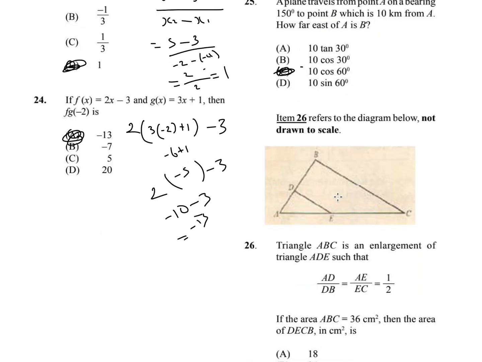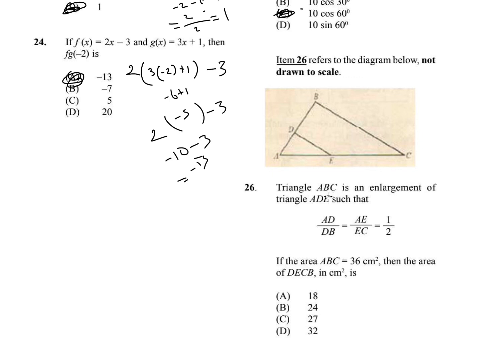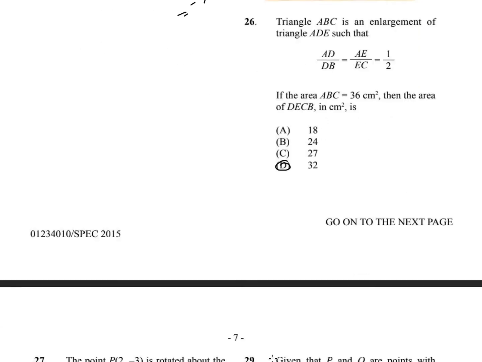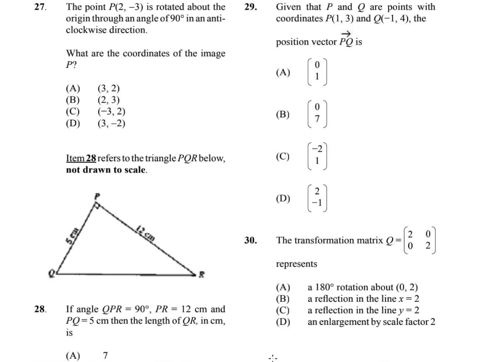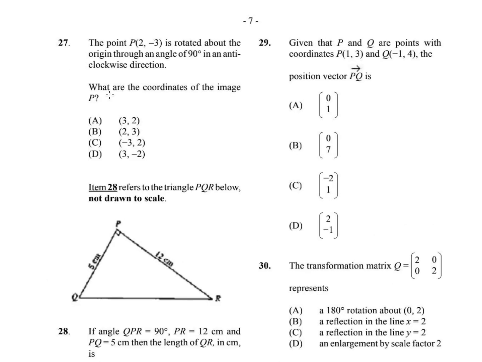Question 26 refers to the diagram below, not drawn to scale as well. Triangle ABC is an enlargement of triangle ADE, and it is as follows. The answer here is 32. Moving on to question 27.